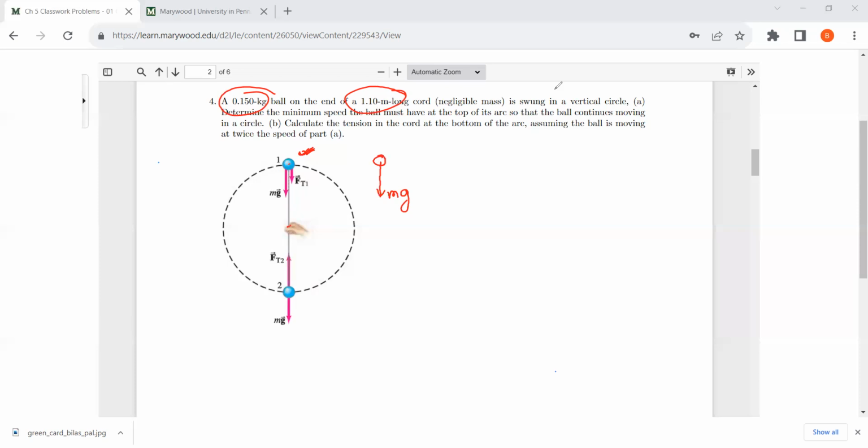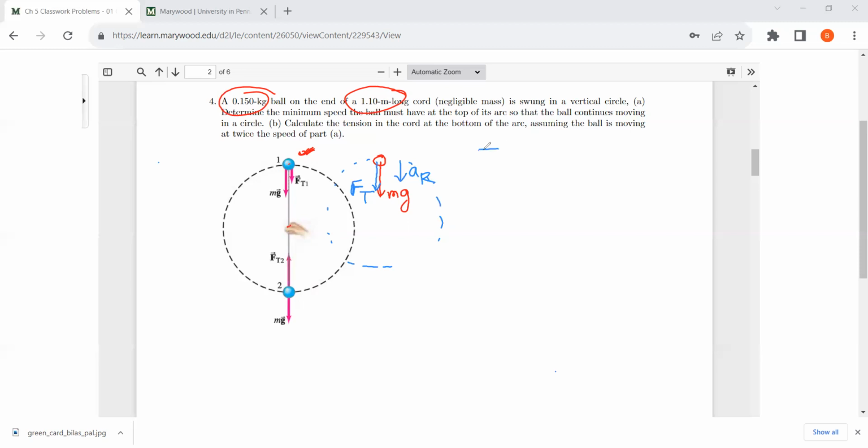Okay, let me use another color for tension force because both are downward. Okay, so this is the tension force. So basically we have tension force and we have the gravitational force mg. Okay, and because the circle is this one, the centripetal acceleration's direction is also this one, toward the center of the circular path.